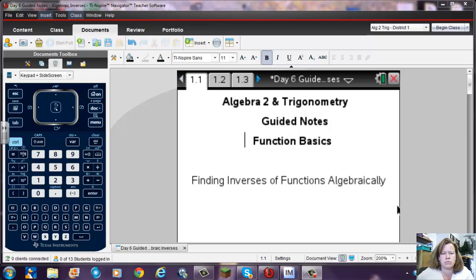Today we're going to continue looking at function basics and discover how to find inverses of functions algebraically. I sent you a lot of files before our long weekend. And so today you want to open the one called Finding Inverses Algebraically.